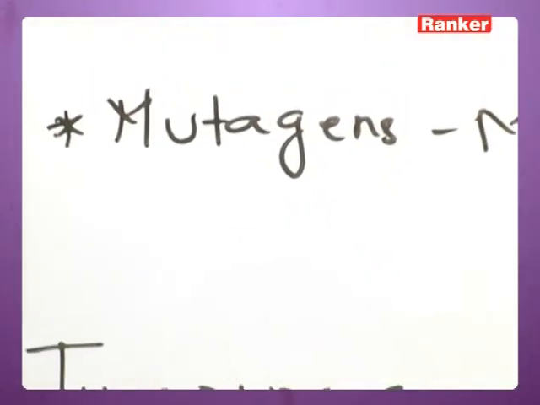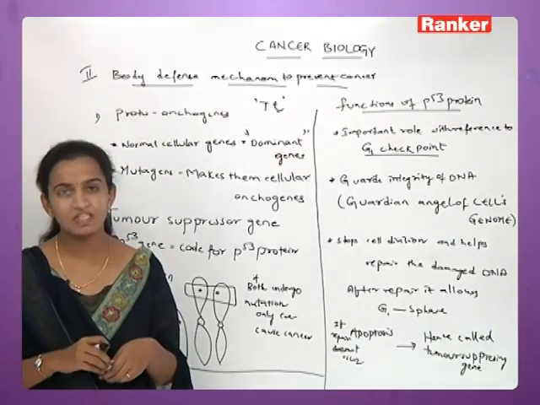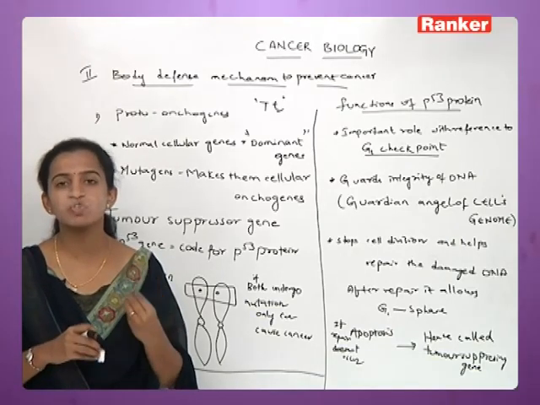Now the second character is mutation. Mutation means sudden change. So you don't know when this sudden change will happen and why it happens. Even a healthy person can get cancer. Why? Because it's a mutation. What does this mutation mean?